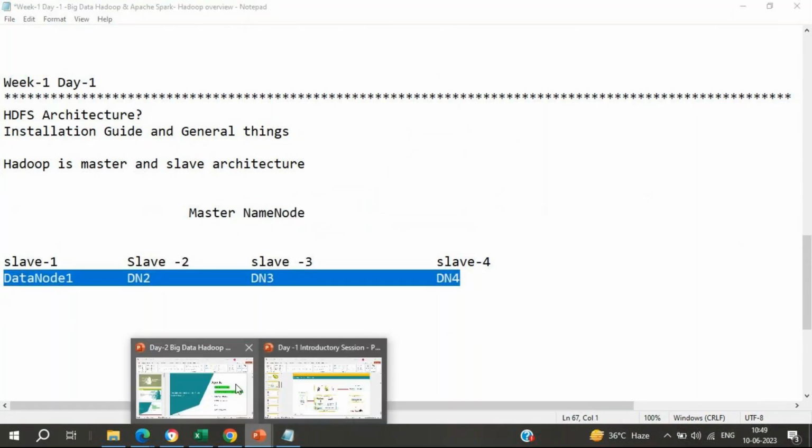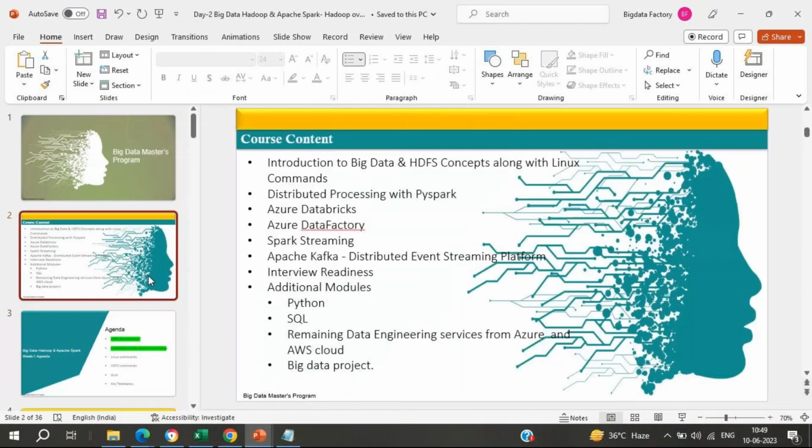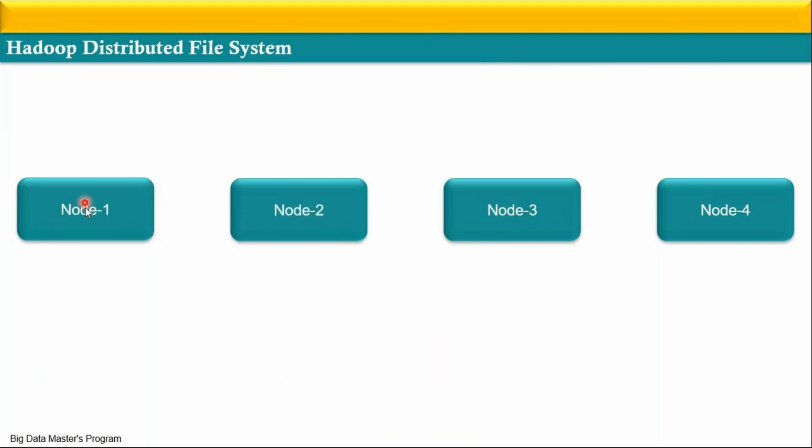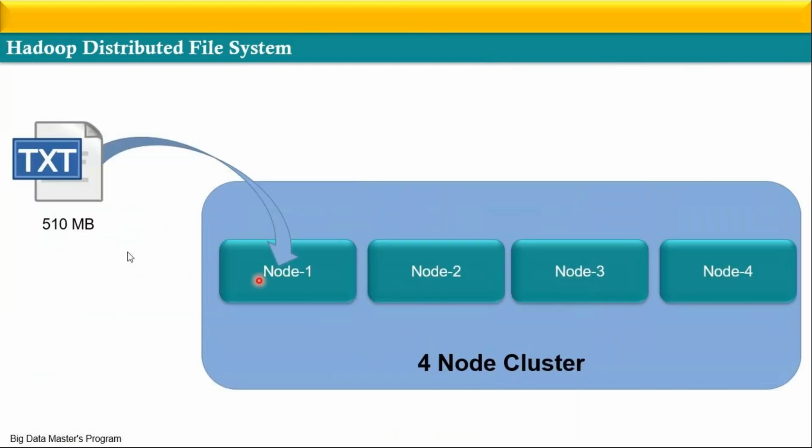Let me walk you through a particular problem that we are having in the real world. Say we are having a four node cluster, and the four node cluster will be utilized in order to store and process our data. Now we are having a particular file, a 510 MB file, and the cluster is a four node cluster.